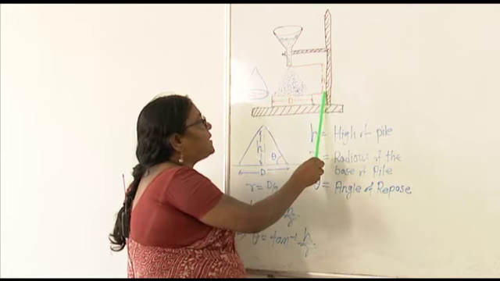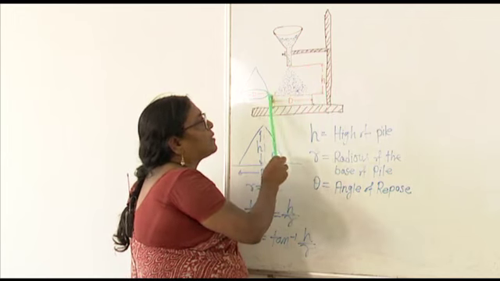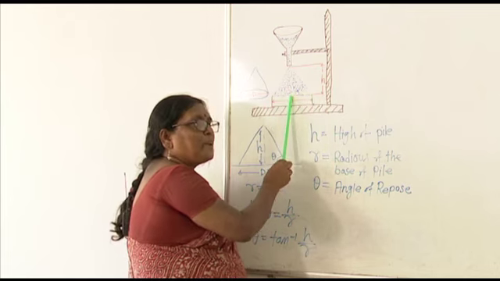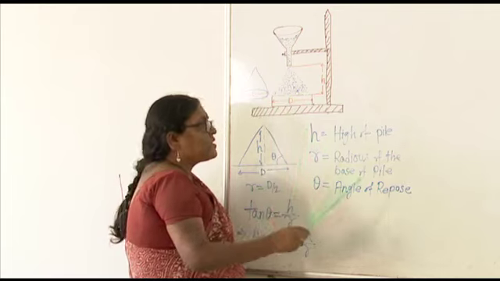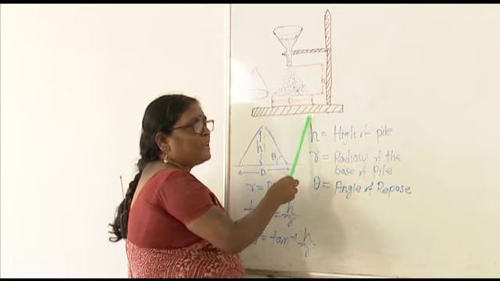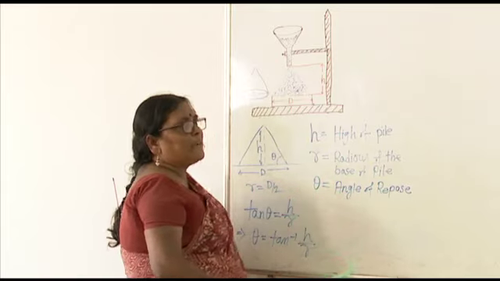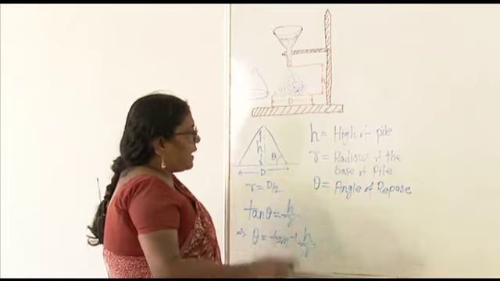So this height will be taken, this diameter will be taken, the diameter will be divided by 2 to get the radius, and then h by that radius will give you the value of tan theta, and the inverse of that value will give us the angle.